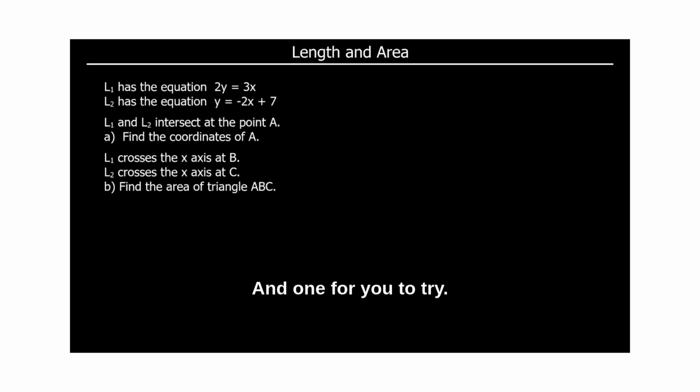And one for you to try. So L1 has got the equation 2y equals 3x. L2 has the equation y equals negative 2x plus 7. So either put them in the calculator or solve them by substituting one into the other one.